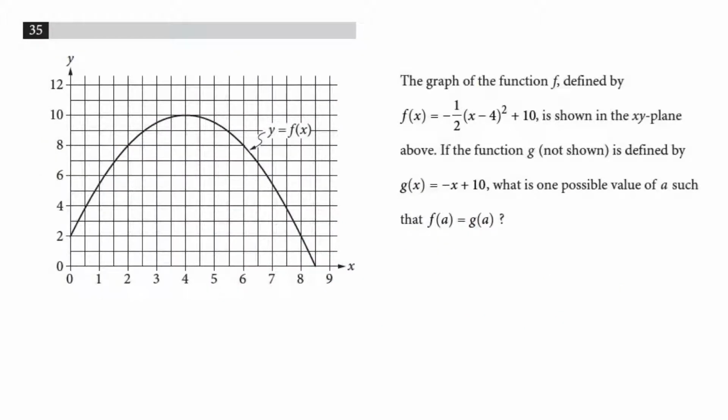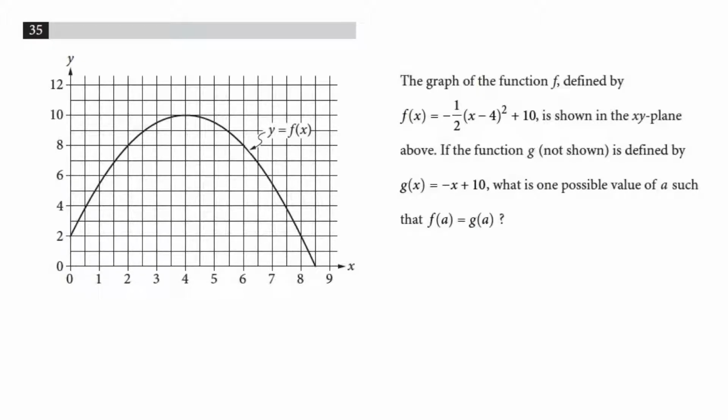35. The graph of the function f defined by f of x equals negative 1/2 quantity x minus 4 squared plus 10 is shown in the xy plane above. If the function g, not shown, is defined by g of x equals negative x plus 10, what is one possible value of a such that f of a equals g of a?